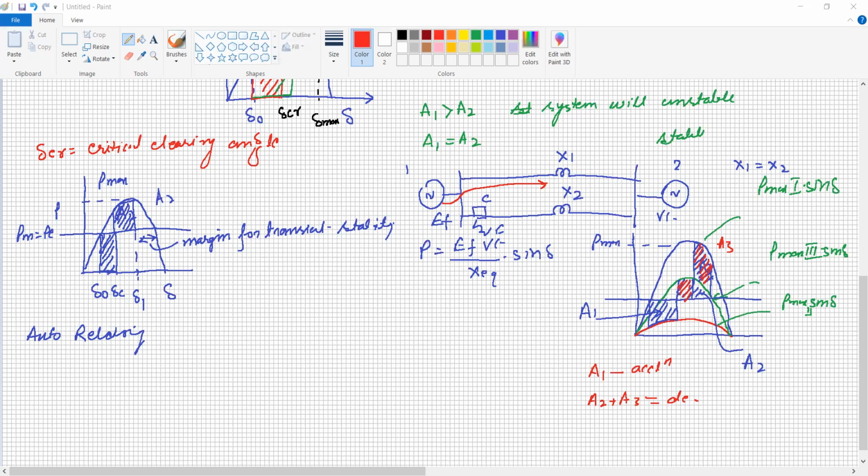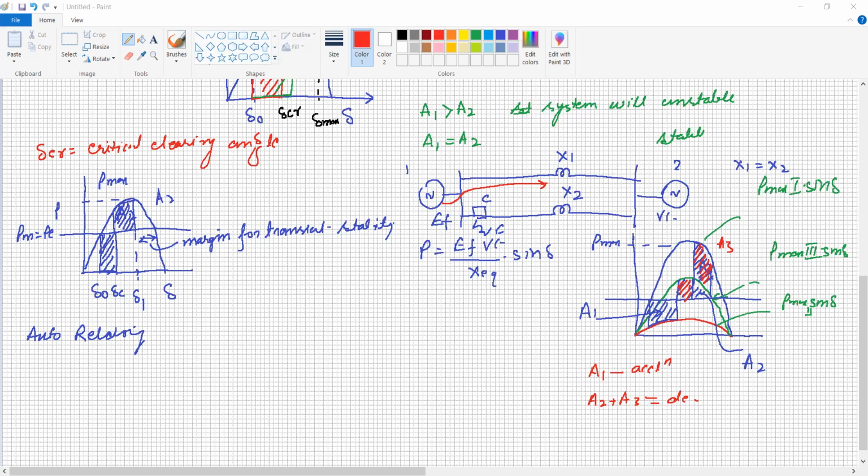Now auto reclosing. Many of the faults are transient in nature, and if the breaker is reclosed, many times the system gets restored. It is the usual practice in the power system to take one or two, maximum two, chances. So what is the advantage of the auto reclosing? Here, see, this is the auto reclosing.